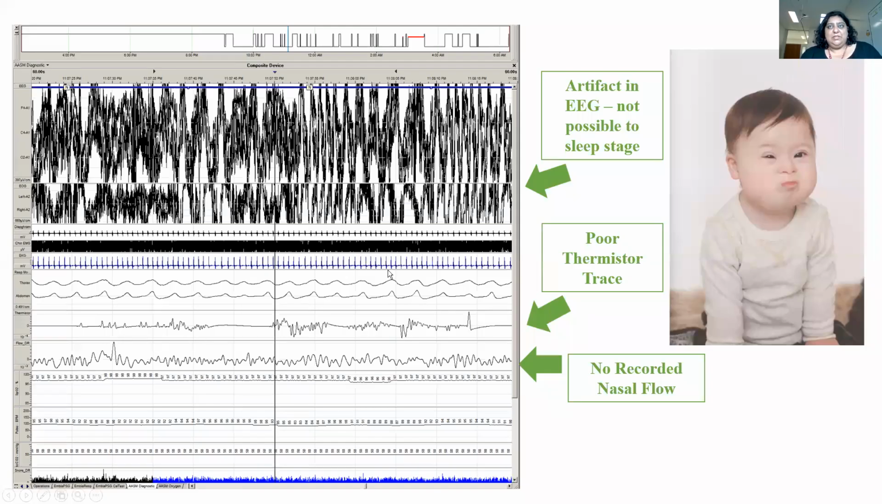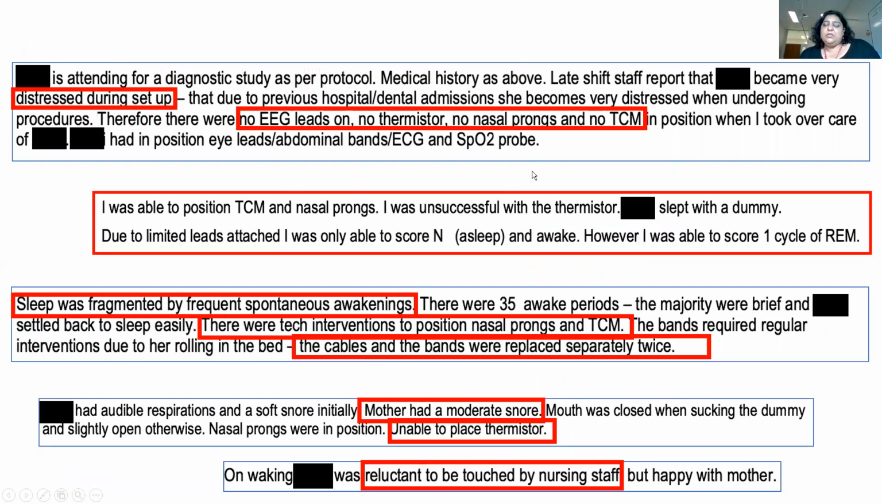Similarly, in this one, this child didn't manage to keep the EEG leads, the head leads on, or the eye leads, or the flow, or the thermistor. So we really end up with very minimal information. This is just some snapshots of a report from a child with Down syndrome, and this is the tech report reported by our nursing staff who attended the study overnight.